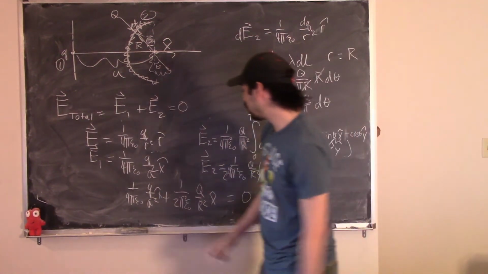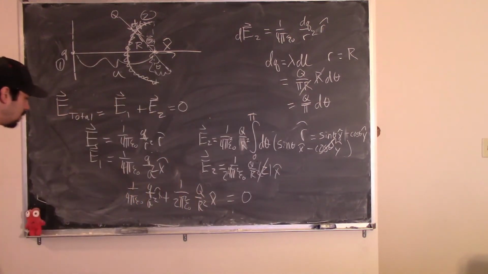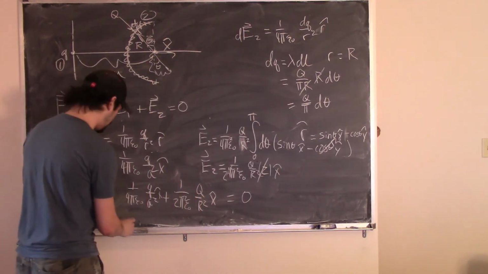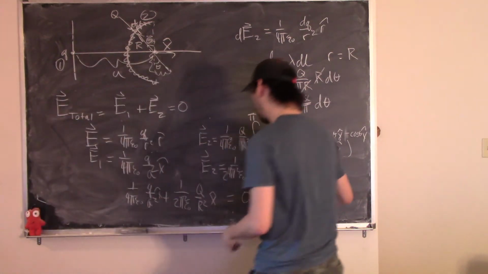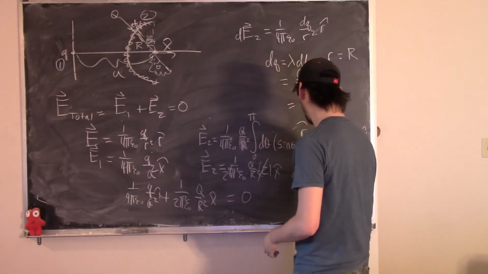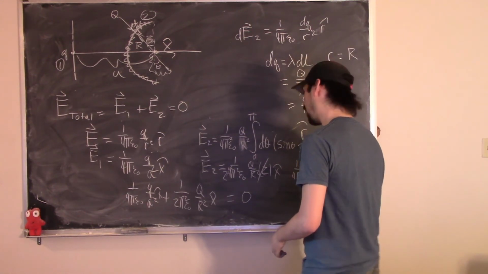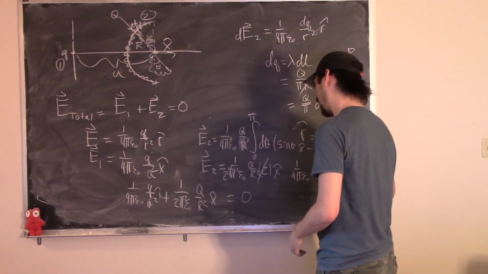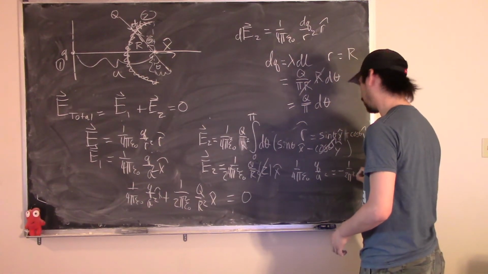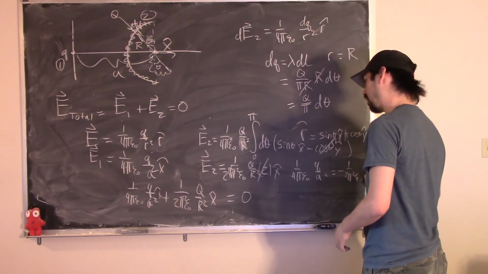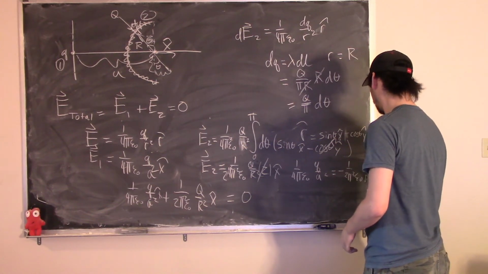So now what we can do from this equation is solve for what q is. When we do that, we can move this to the other side. This is going to be 1 over 4 pi epsilon naught q divided by a squared is equal to minus 1 over 2 pi squared epsilon naught q divided by r squared.